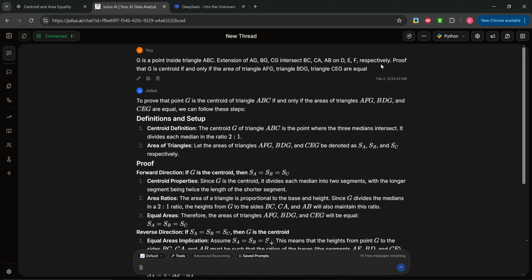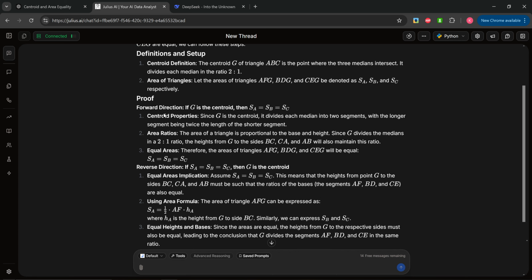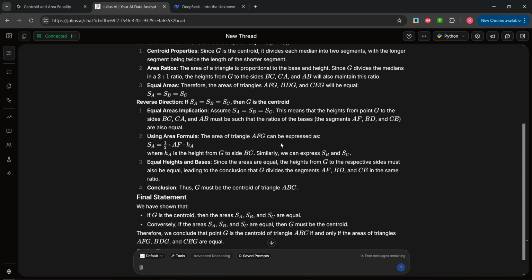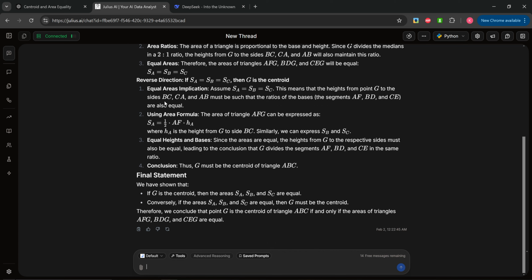I input the problem here, and let's just see the proof. Let's see the reverse direction, that if SA equals SB equals SC, then G is a centroid, right? Okay, let's see. It seems that equal area implies that we assume all these three areas are equal. This means that the height from point G to the sides BC, CA, and AB must be such that the ratios of the bases, the segments AF, BD, and CE. Let's look at the figure.